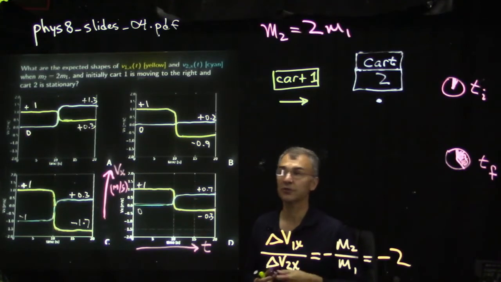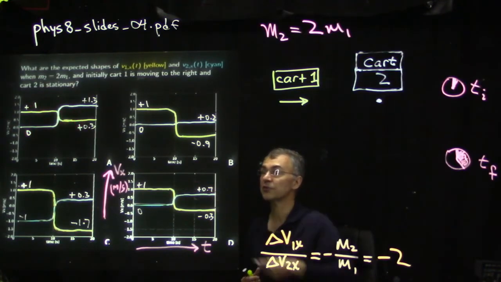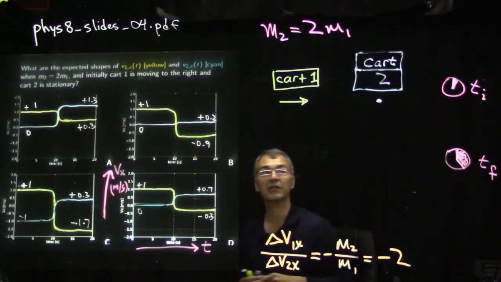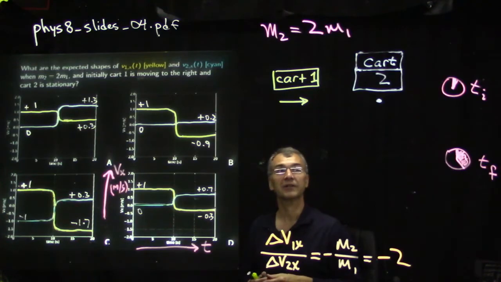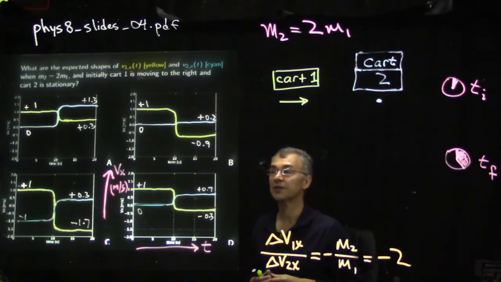So if we ignore the rounding, then -0.7 versus +1.3 seems to be a ratio of 2, but it's in the wrong direction, because this seems like what you would expect if cart 1 were twice the mass of cart 2. I think we can rule out A.